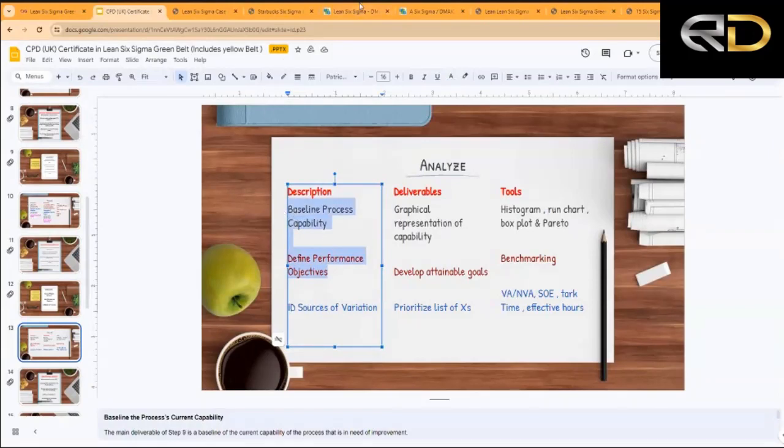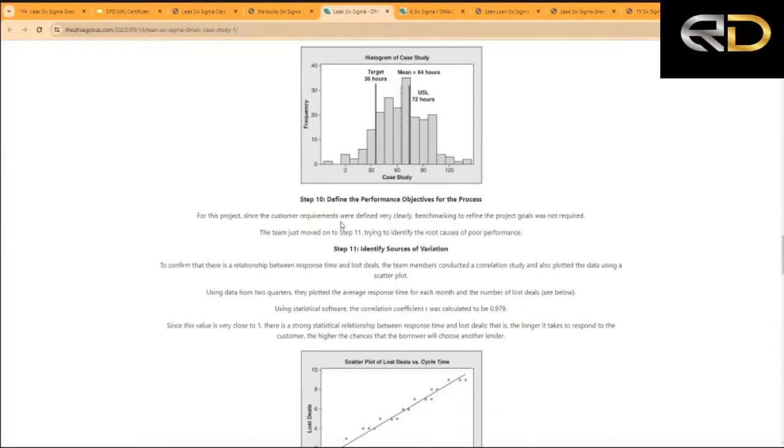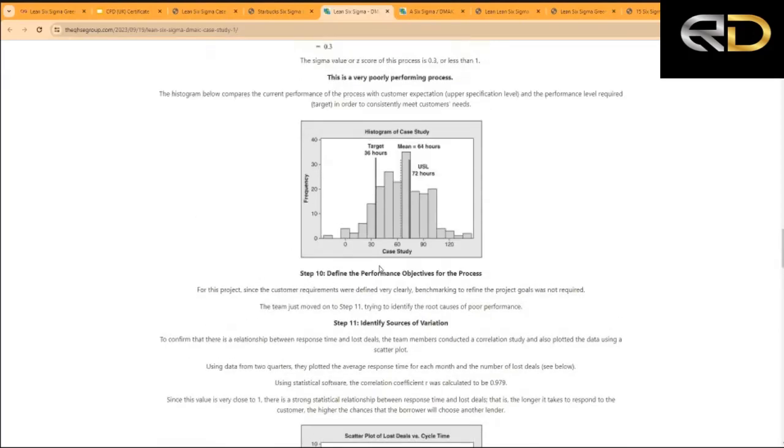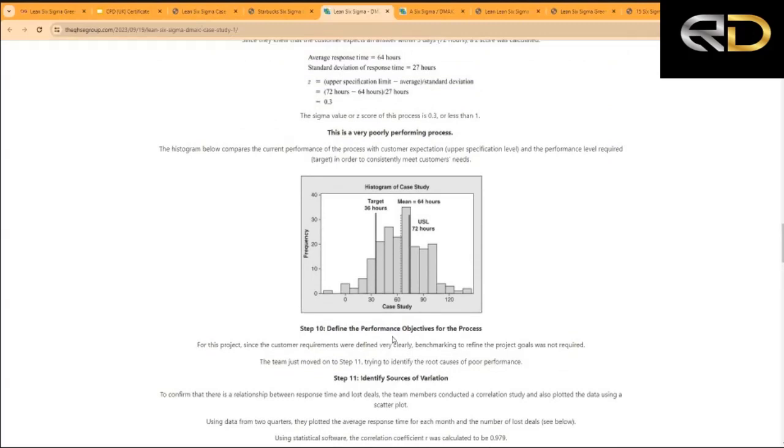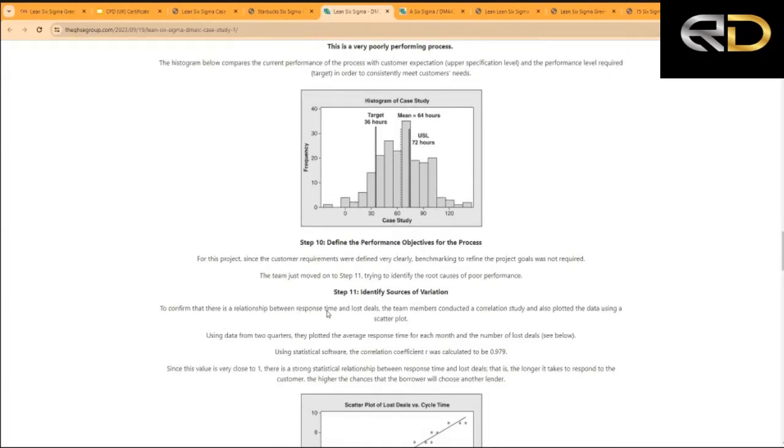You can give any reasons you want, but for whatever explanation you come up with, you have to confirm if there's a relationship to the lost deals. So one of the reasons this team came up with for why they cannot meet their performance objective was response time. They said we are losing deals because we are taking too long to respond to the customer. There could be 40 or 30 reasons.